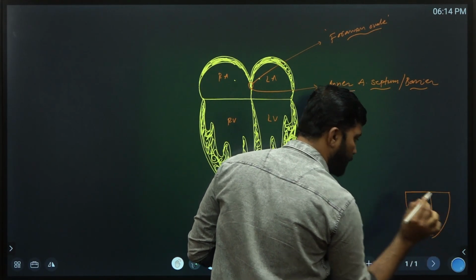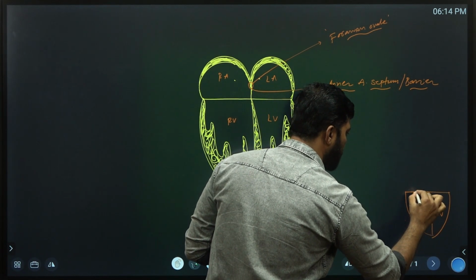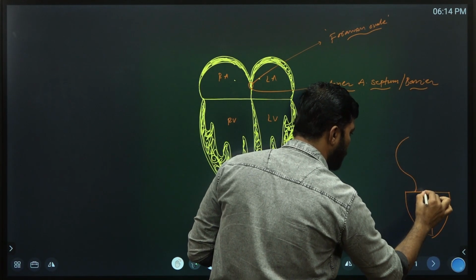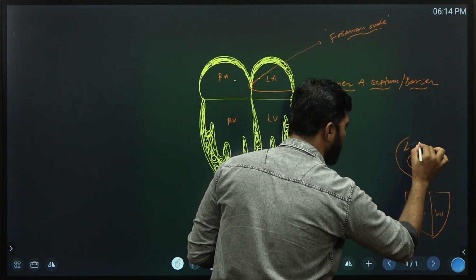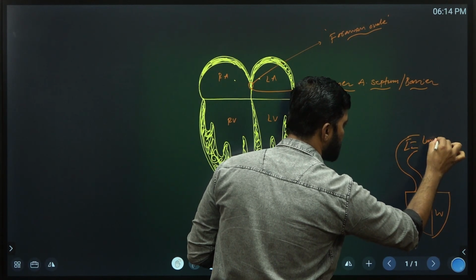this is the right ventricle, left ventricle. From the right ventricle, the blood goes into the pulmonary trunk, this is the pulmonary artery, and here the lungs are present.